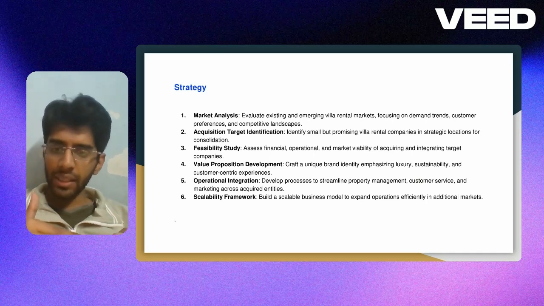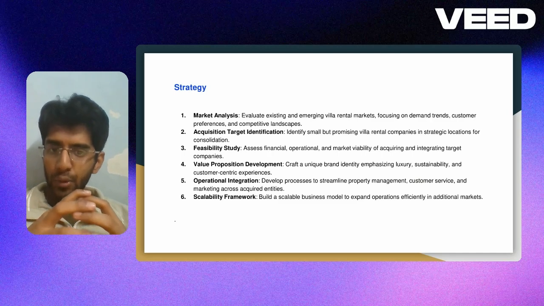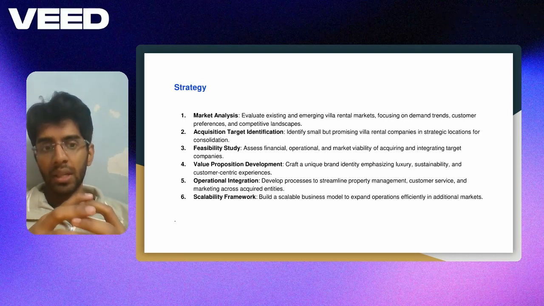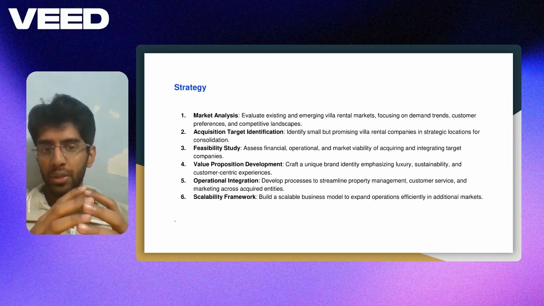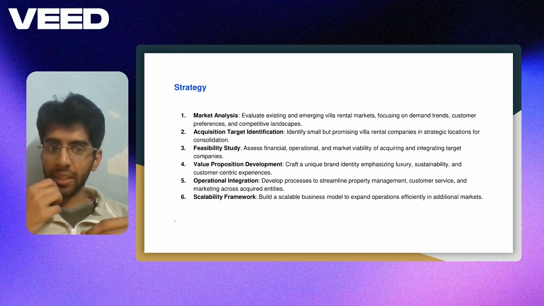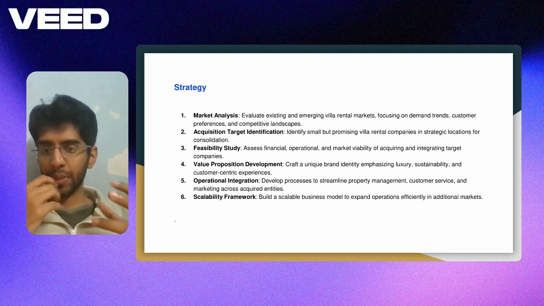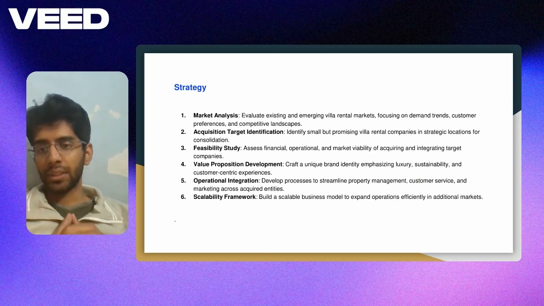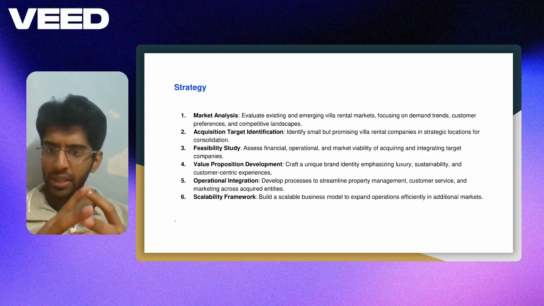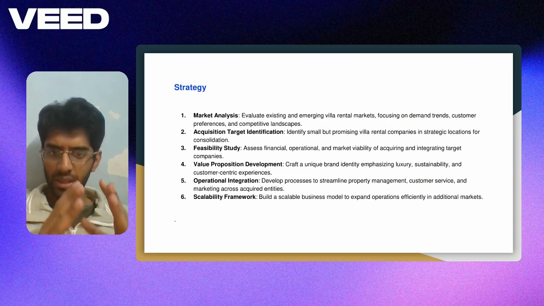The third one is already part of the first one, the feasibility study. The idea here is to understand this business model and to study how strongly this particular market, this particular modus, this particular operation could be turned into a business. So we need to understand the financial aspect of it, the operational cost, and the market viability of acquiring new targets and small startups, then converting them into branded villas and renting them out. The idea here is to study the business model of this domain.